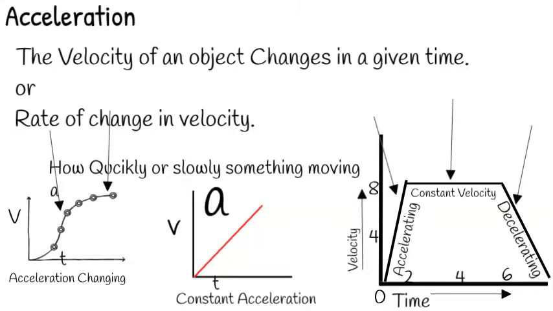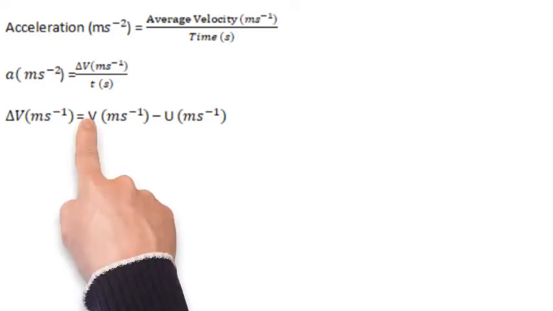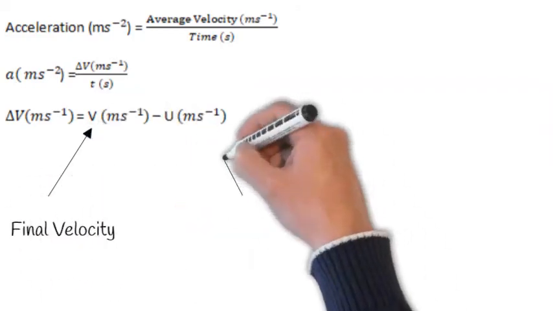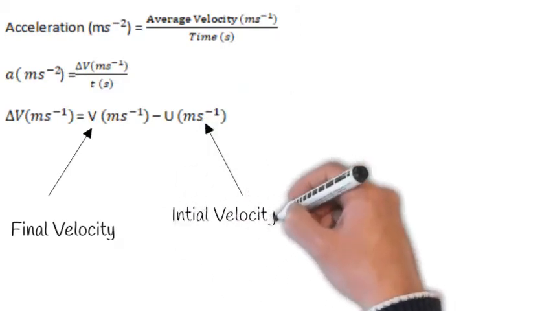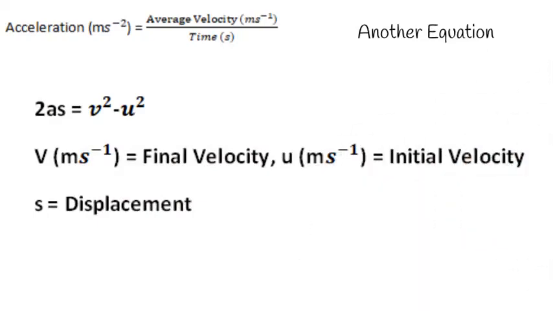Now we see the formula from which we can find the acceleration. The unit of acceleration is meter per second squared: acceleration equals change in velocity over time, with velocity in meters per second and time in seconds. We use this formula to find the acceleration. v represents the final velocity and u represents the initial velocity, so the change in velocity is equal to v minus u. We use another equation to find the acceleration, according to the data given in the question.